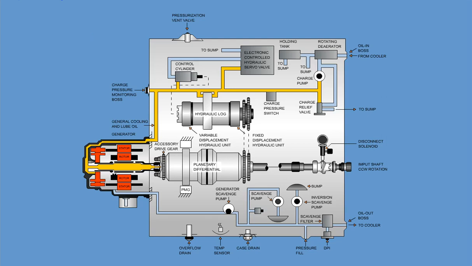Drain oil from the generator and sump is supplied through a scavenge filter to an external oil cooler by 3 pumps, which are driven by the accessory drive gear on the planetary differential gear at a constant speed. These pumps are the generator scavenge pump, sump scavenge pump, and the inversion scavenge pump.